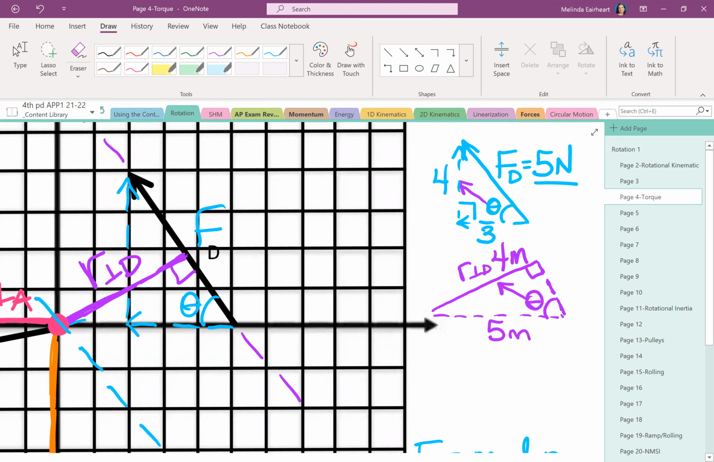Okay, so that one was a little trickier. Does that mean all AP questions are going to be like that? No, but the occasional, yeah, maybe some angles.